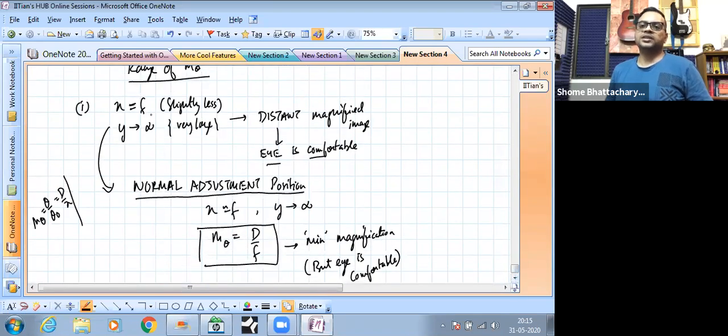If you keep the object nearly at the focal position, the image is very far away. So your eye is comfortable, but you are achieving a magnification of this much. And we'll see this is the minimum magnification. Because as you bring the object closer and closer, the magnification increases. But how close can you bring it? That is the point.